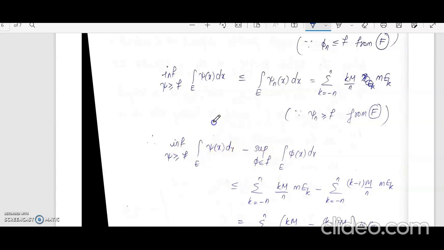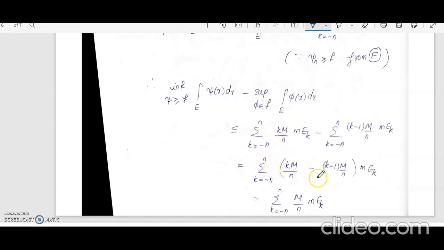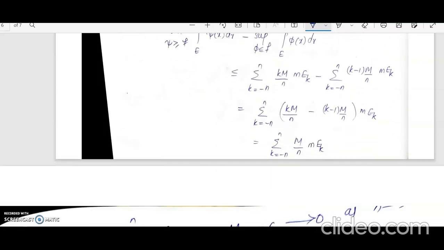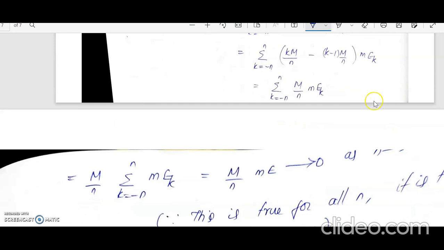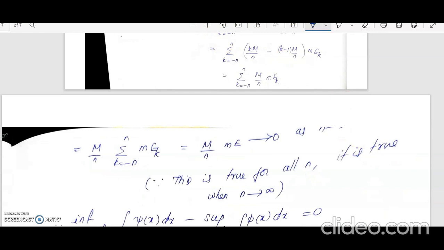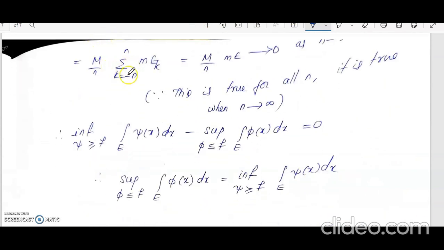Now take the difference of this infimum and supremum. So infimum minus supremum will be less than or equal to the difference of the summations. Upon taking the difference we get km by n minus km by n plus m by n, so the difference will be m by n m of Ek. This holds for all n, so it will hold as n approaches infinity also. So we get m by n times the summation over k, and m by n comes out: m by n summation from minus n to n of m of Ek.